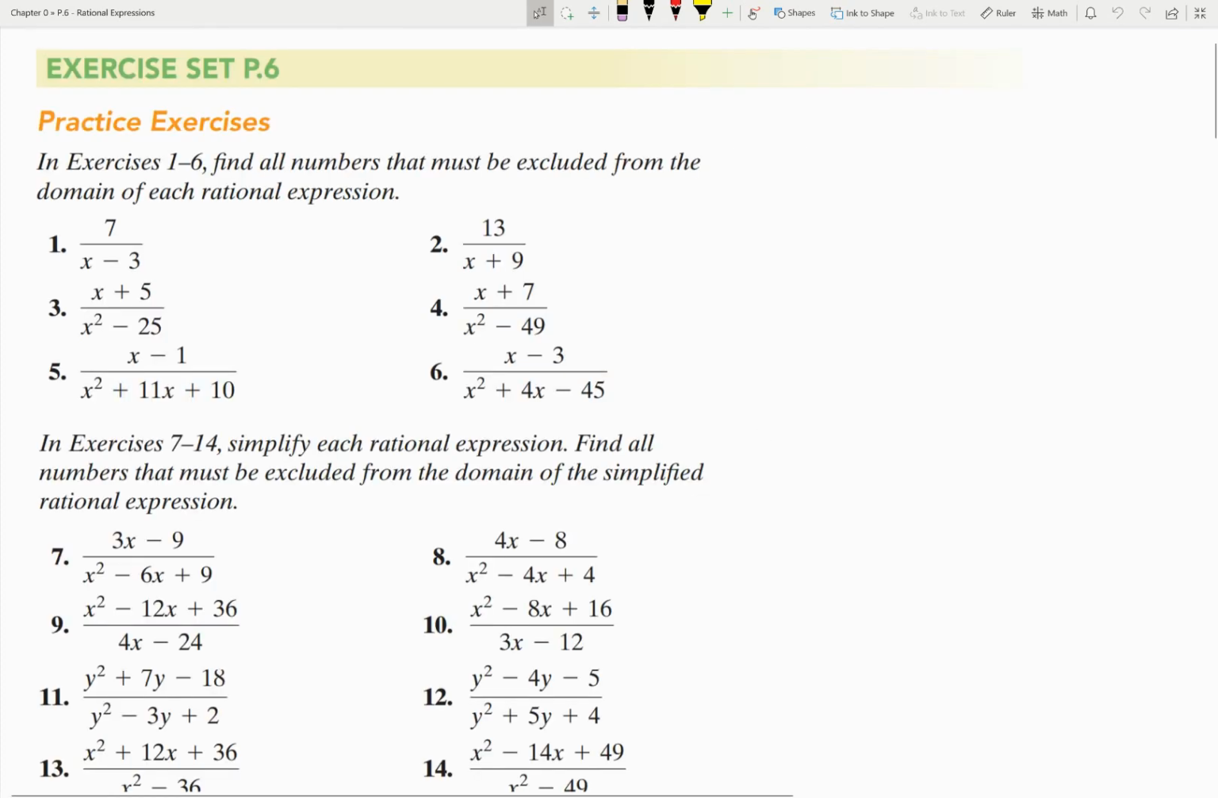All right. Well, with that, we are finished with section P6, Rational Expressions.